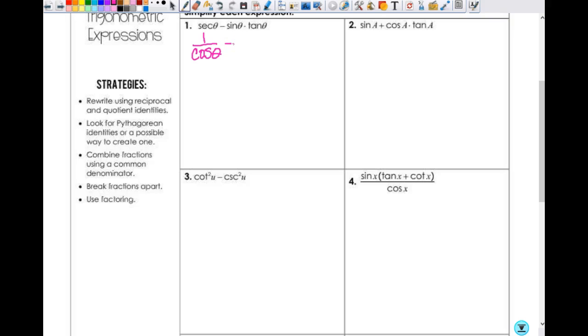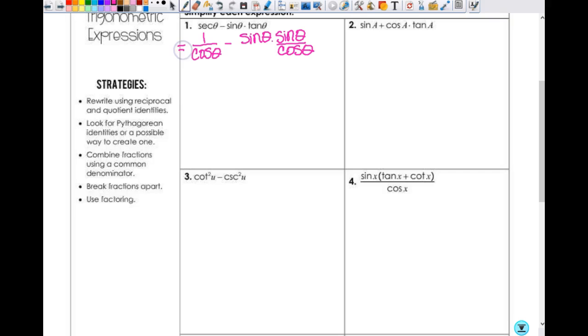minus, now when it says use the reciprocals and quotients, that doesn't necessarily mean put everything in reciprocal. That usually means you're trying to get it maybe in sine and cosine. So I'm going to leave sine as sine, right? So this is going to stay sine theta. And then tangent theta could be rewritten as what? Sine over cosine. So this is going to be times sine theta over cosine theta. Okay, everybody with me so far?